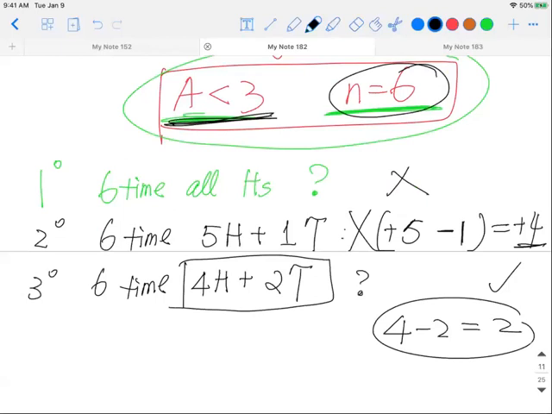Who can tell me? This is actually a challenging part. Who can tell me, 4 heads plus 2 tails, how can I arrange them to make sure I can get n equals 6, while A is still less than 3? I'll give you 30 seconds. Think about it. This is the last problem of today's session.